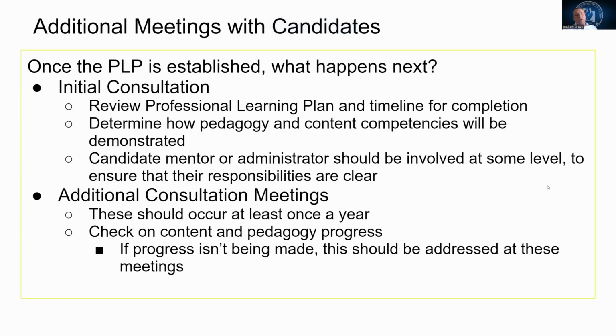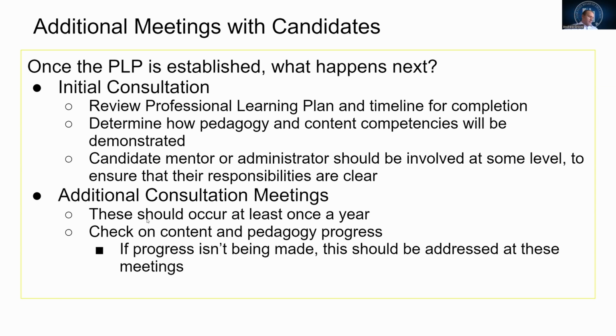So after you've established what requirements your candidate needs to meet, you'll want to set up an initial consultation. And during that meeting, you're going to review the professional learning plan requirements and a timeline for completion. And then you'll want to have a discussion about how the candidate wants to demonstrate the requirements. Generally, people take coursework. There's a couple other, primarily one other way that they can demonstrate some of those, we're going to get to this in a minute. And then you also want to make sure that the mentor or administrator is involved in the meeting so they understand how they can help the candidate and any responsibilities they may have.